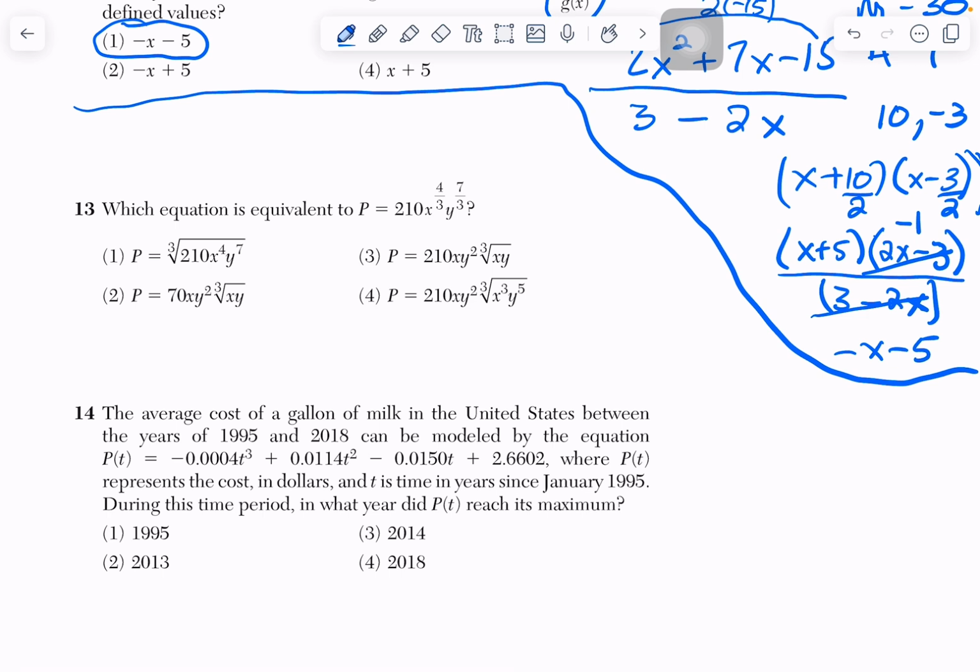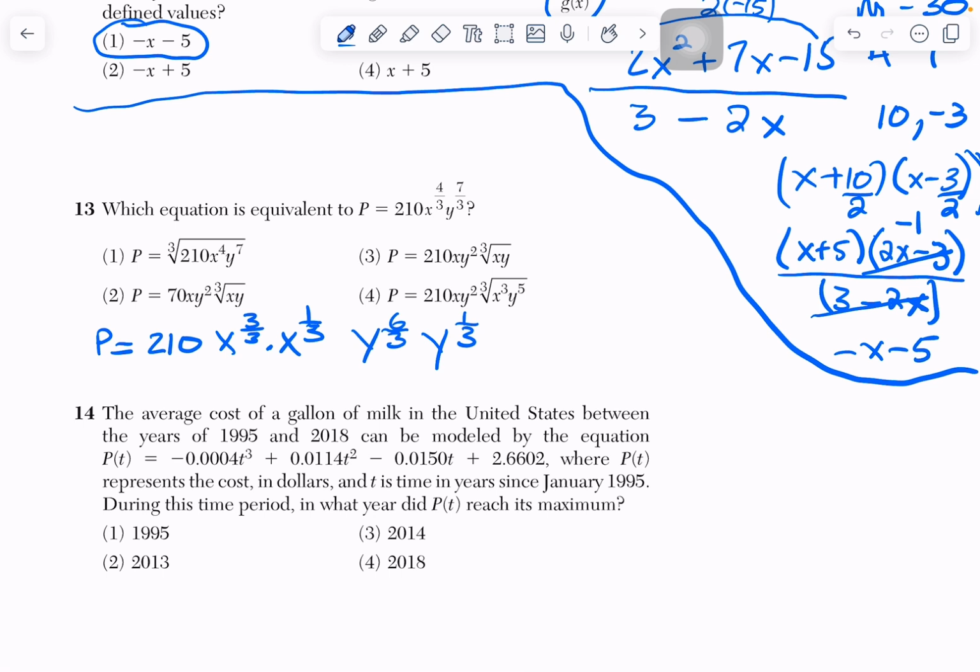I'll put a little line here. So, we can rewrite this. P is equal to 210 x to the 3/3 times x to the 1/3, right? Because when we multiply, we add the exponents, and 3/3 plus 1/3 is 4/3. And we can do the same with the y, right? We can do 6/3, right? And then y to the 1/3, right? Because 1/3 plus 6/3 is 7/3.